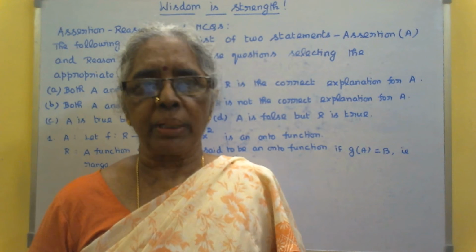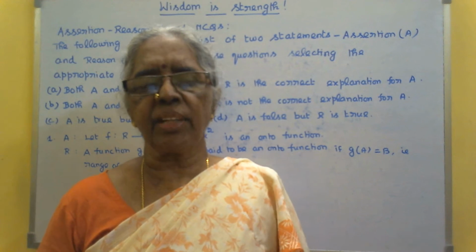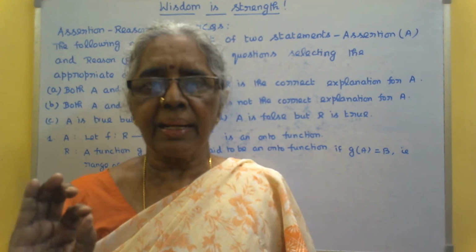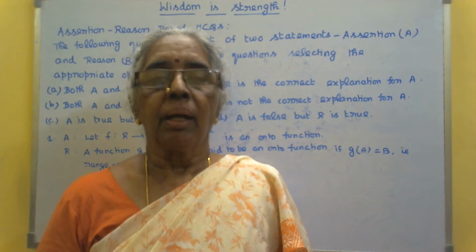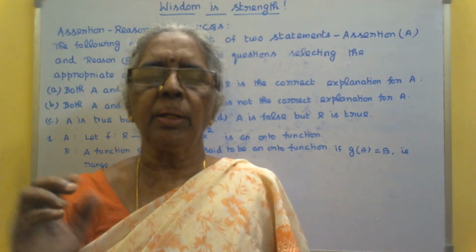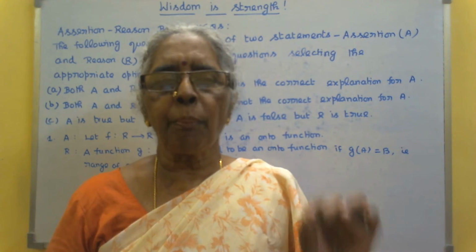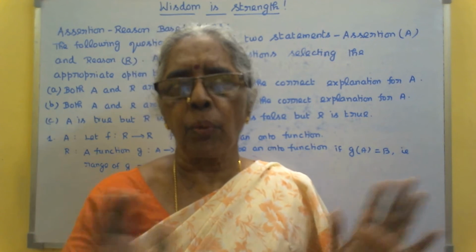Let me explain what it is. They will give you two statements. One is the assertion statement, another one is the reason statement. And four options will be given to you. You have to check whether the two statements, assertion and reason, are true or false. Then you have to pick which is the appropriate option out of the four.